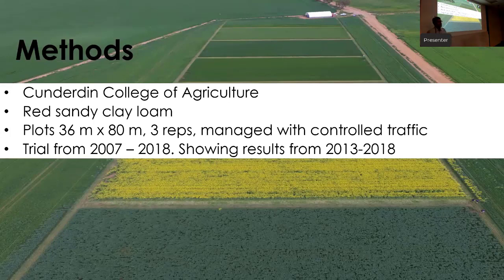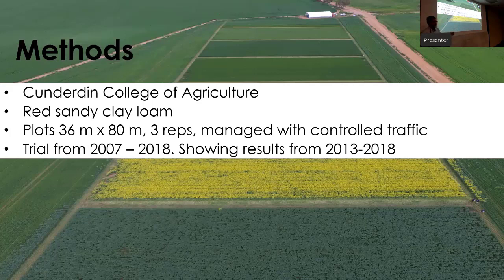So we used our long-term trial at Gunderton. Here, if you can see up there, is a car. So these are big plots. This is one plot, this is one plot. These are canola plots, 36 metres by 80 metres, managed with commercial scale machinery.